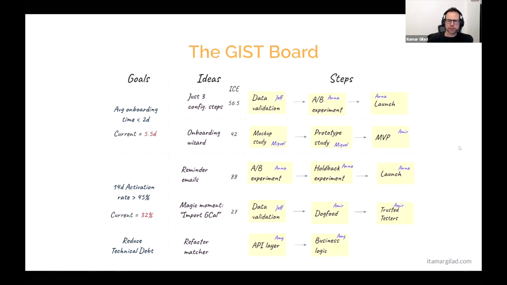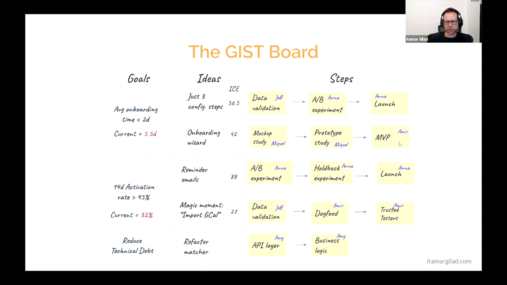A lot of teams like this tool, the GIST board. It can be a physical board or a digital board, but essentially it captures the top three layers of GIST. So we have goals, and here it's key results. For example, if you want to shorten the average onboarding time to less than 2 days, here's the key result, and below it is where we are today. Here's a couple of ideas that are trying to implement this goal, these key results, with their ICE scores. And here's a few steps that we see can lead us forward.